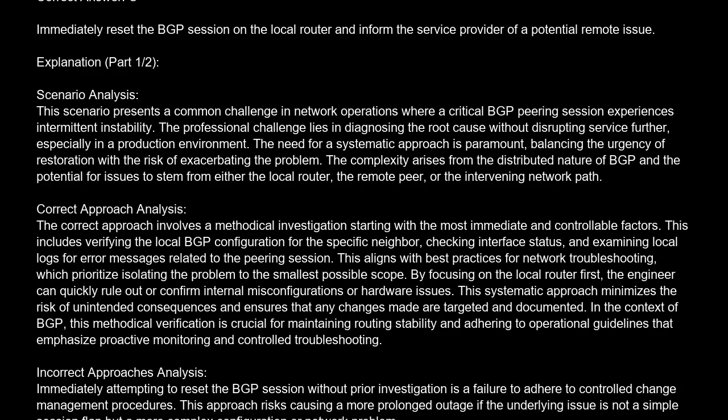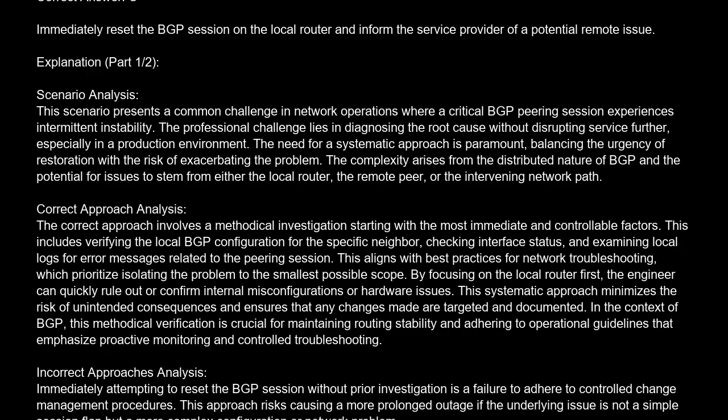Explanation. Scenario analysis. This scenario presents a common challenge in network operations where a critical BGP peering session experiences intermittent instability. The professional challenge lies in diagnosing the root cause without disrupting service further, especially in a production environment. The need for a systematic approach is paramount, balancing the urgency of restoration with the risk of exacerbating the problem. The complexity arises from the distributed nature of BGP and the potential for issues to stem from either the local router, the remote peer, or the intervening network path.